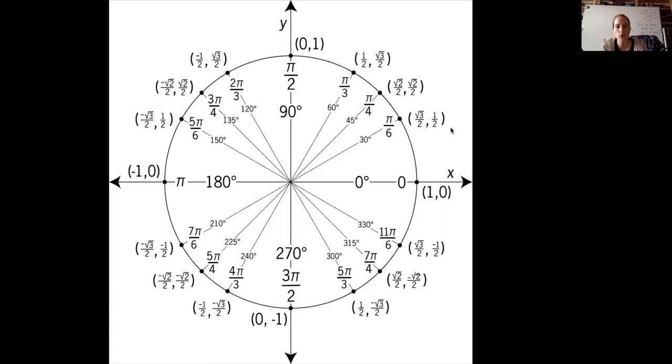So when we have all these ordered pairs, we can build our tangent function by thinking of the tangent of 0 as y over x, 0 over 1. So that's going to be 0. The tangent of pi over 6 will be 1/2 over the square root of 3, etc.